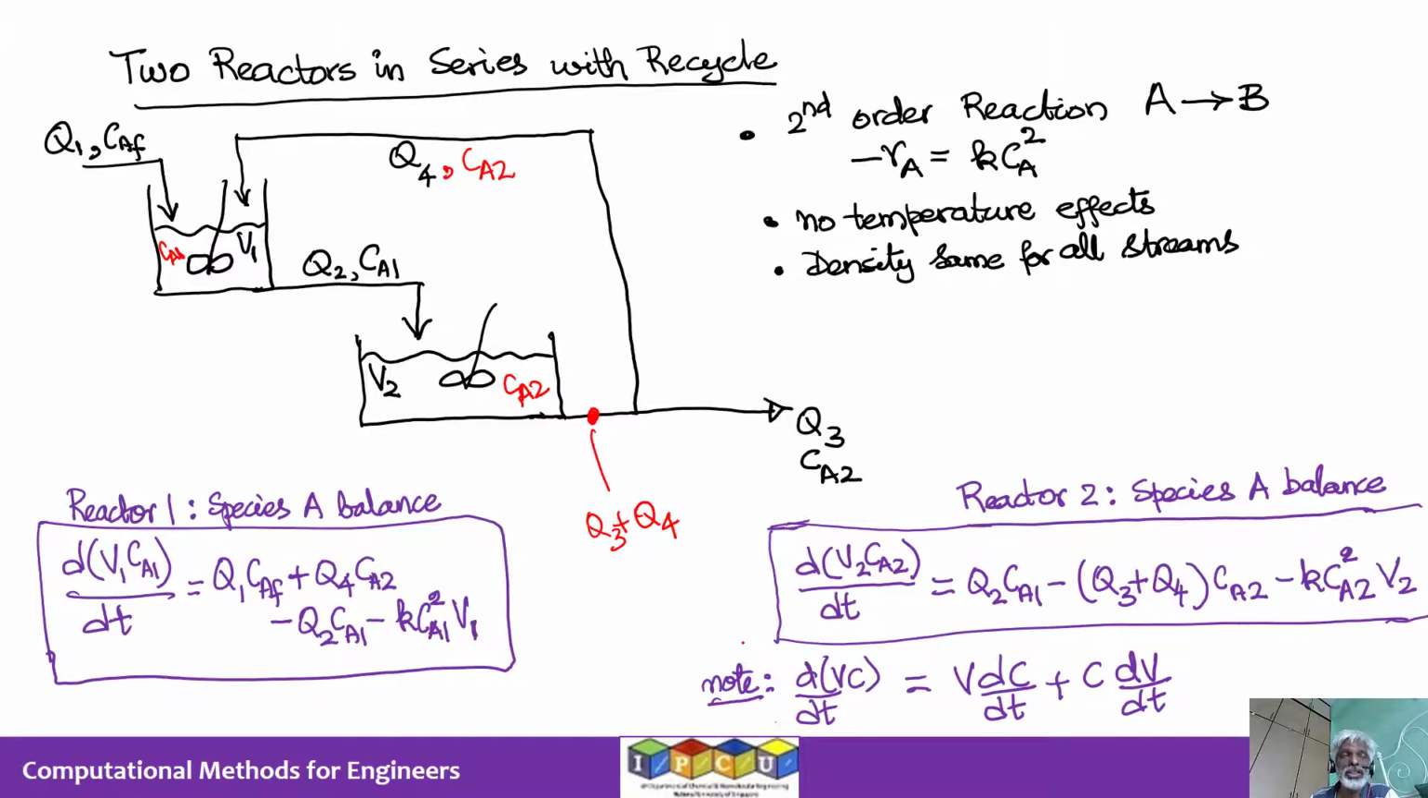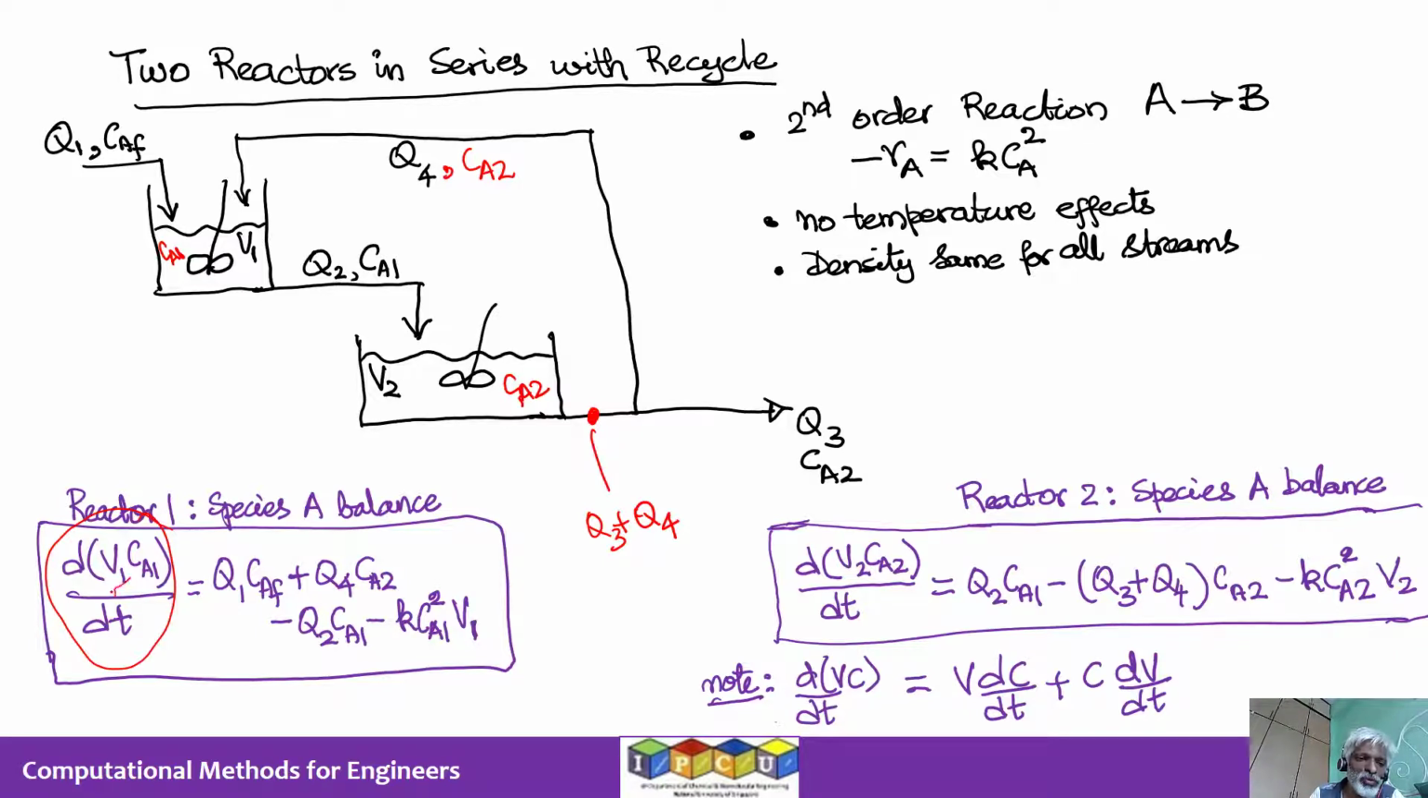Here we acknowledge the fact that the volume is not constant. So we cannot take the volume out of the d by dt term because V1 is not constant. In the previous two examples, the volume of reactors were assumed to be constant, and therefore we could write V dCA by dt. Here, since the volume is also changing with respect to time, we will not pull it out of the derivative term. So we will say d by dt of V1 CA1.